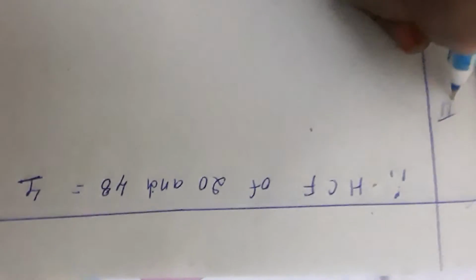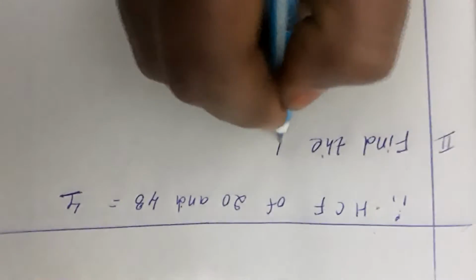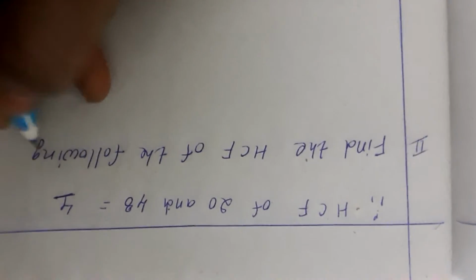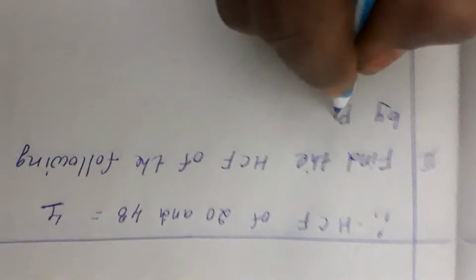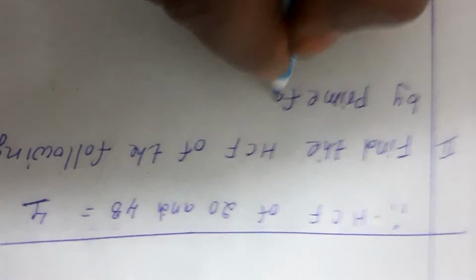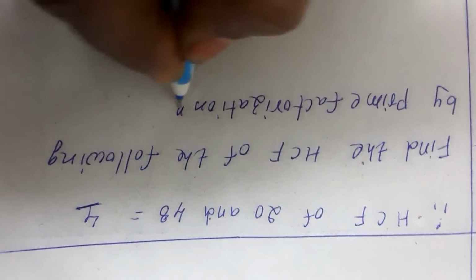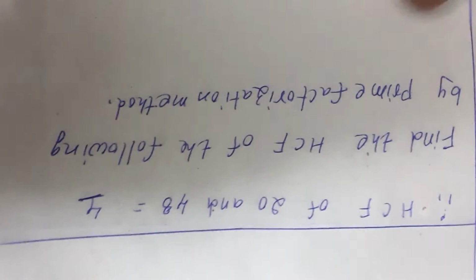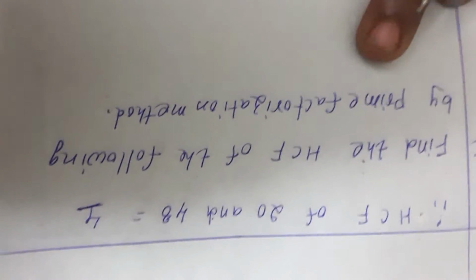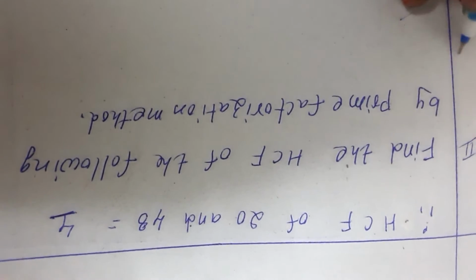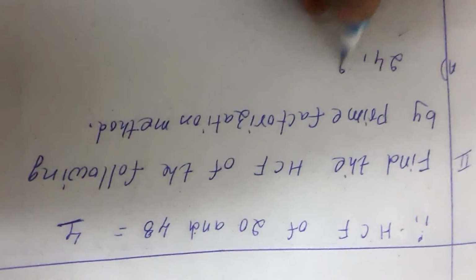We have another method in second Roman. Find the HCF of the following by the prime factorization method. Here the given numbers are 24 and 28.